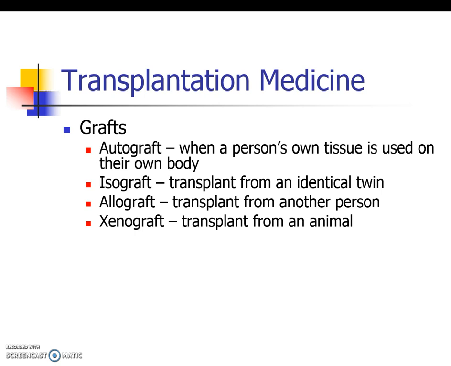So an autograft is when a person's own tissue is used on their own body. This can be done with burn victims, using skin from other areas of the body to help in healing from burns. An isograft is a transplant from an identical twin. We talked about that in class, about how identical twins have identical DNA, so you don't have to worry about transplant rejection. An allograft is a transplant from another person, and a xenograft is a transplant from an animal.